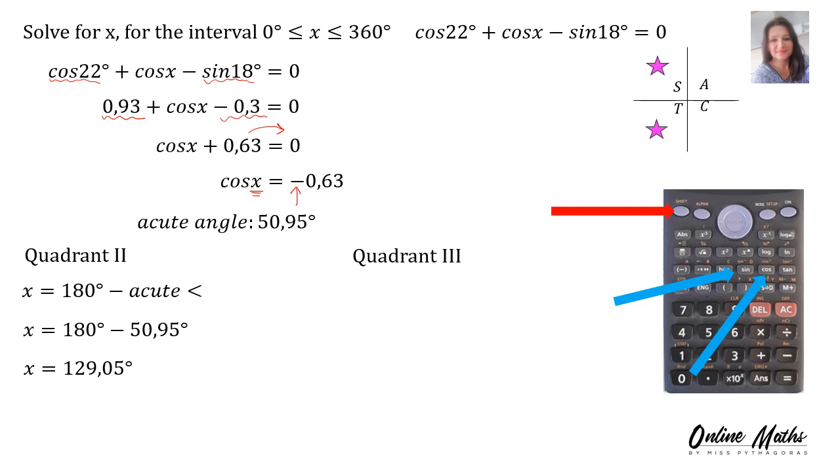x is 129,05 degrees. And then in the third quadrant, on the left hand side, it's x, and the rule is 180 degrees plus the 50,95 degrees. Therefore, x is 230,95 degrees.